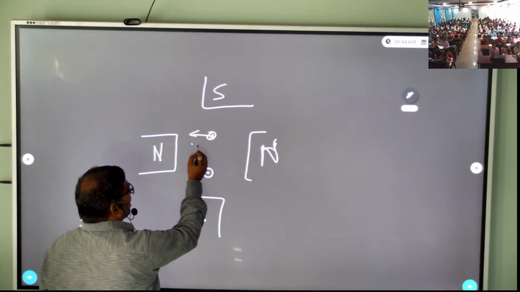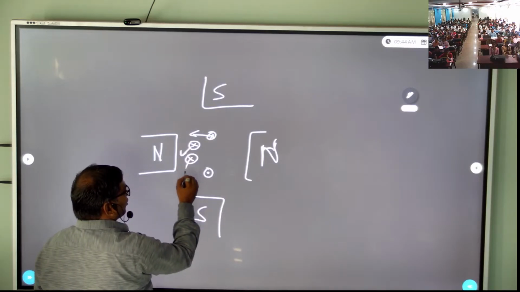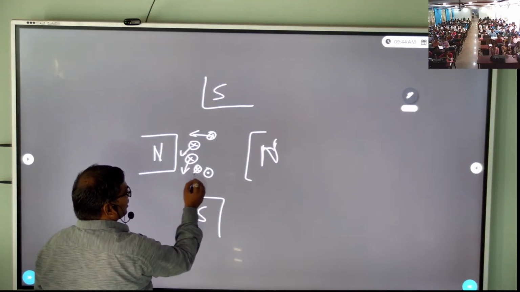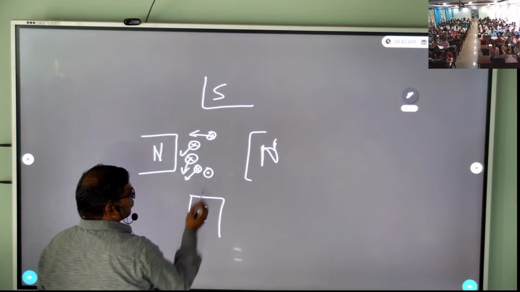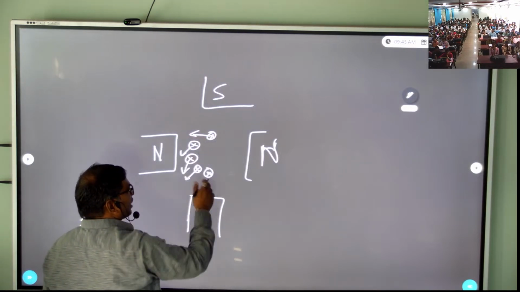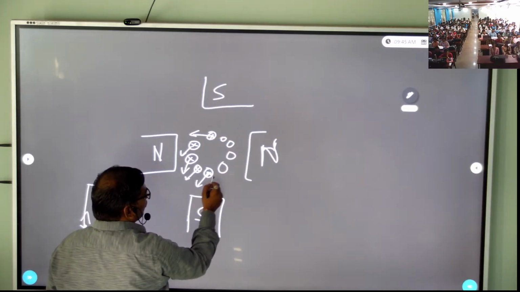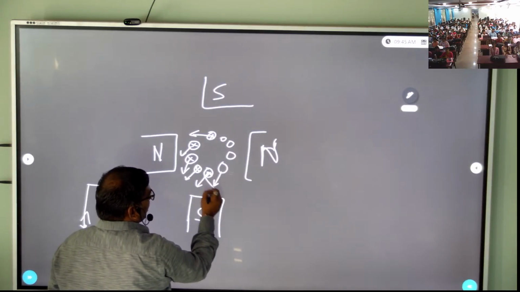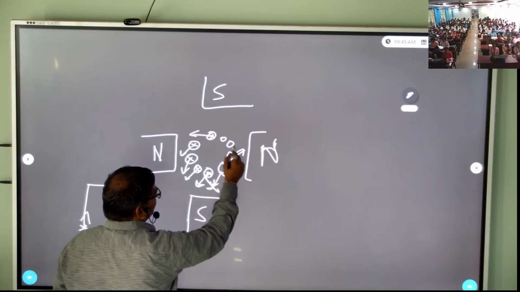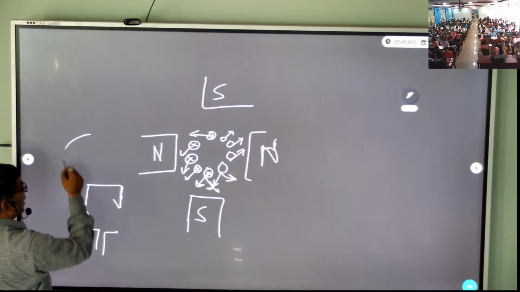Like this. Here another conductor is there, it experiences a force. Another conductor is there, it experiences a force. Another conductor is there, so here it experiences a force like this. These conductors start rotating. So in total, however many conductors are available, that cumulative force starts rotating like this.